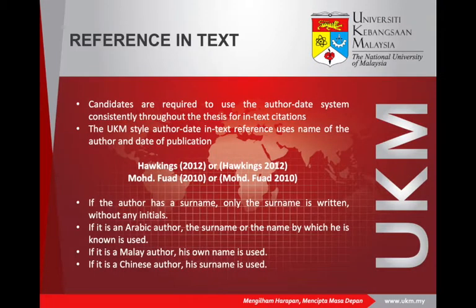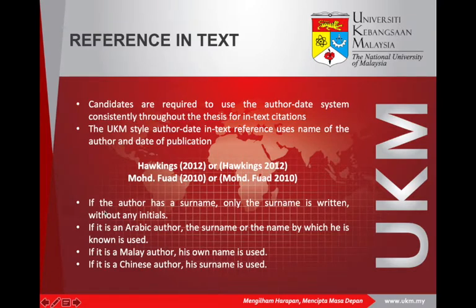So how do you do in-text citations? Using Gaya UKM, candidates are required to use the author-date system consistently throughout the thesis for in-text citation. So using UKM style, you need to refer to the name of the author and the date or the year of publication. For example, here you have the name of the author, Hawkins, in brackets the year of publication 2012, or in brackets Hawkins 2012.